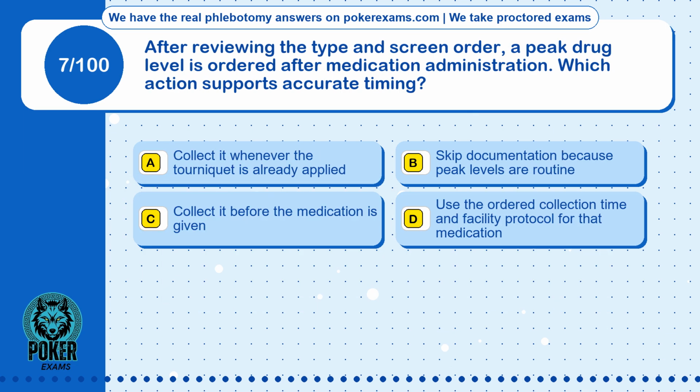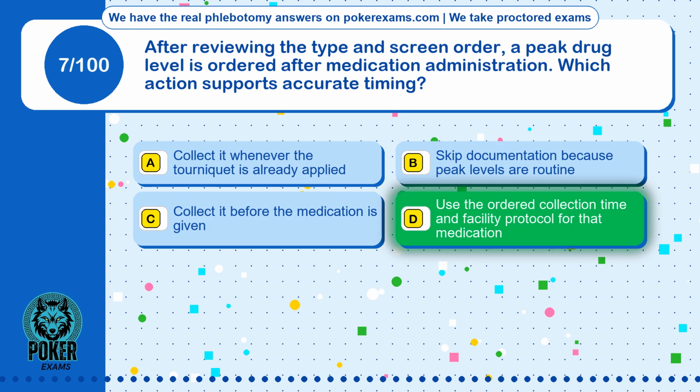Question 7. After reviewing the type and screen order, a peak drug level is ordered after medication administration. Which action supports accurate timing? Option A. Collect whenever the tourniquet is already applied. Option B. Skip documentation because peak levels are routine. Option C. Collect before the medication is given. Option D. Use the ordered collection time and facility protocol for that medication.